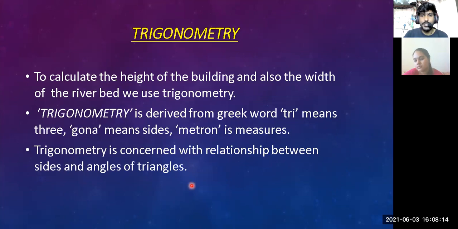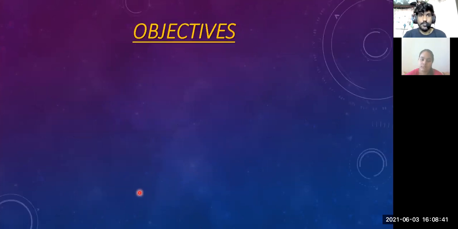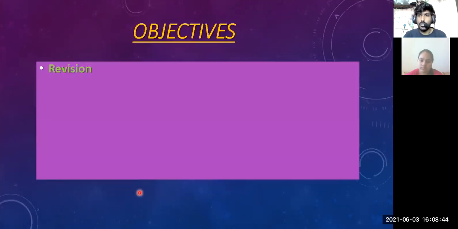So trigonometry is concerned with the relationship between sides and angles. Why triangles? Because a three-sided closed figure is obviously a triangle. So trigonometry is concerned with the relationship between the sides of the triangle and the angles of the triangle. You must have studied this in your ninth standard already. We'll revise it, and that is called trigonometric ratios.